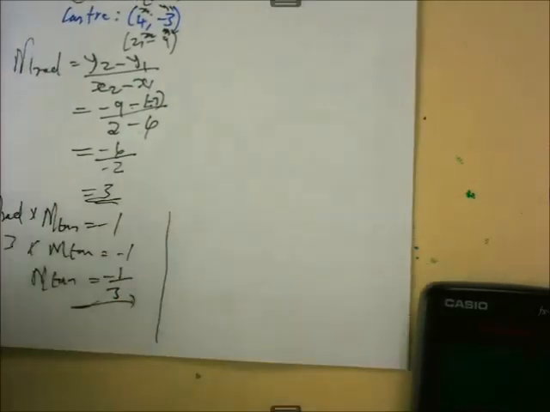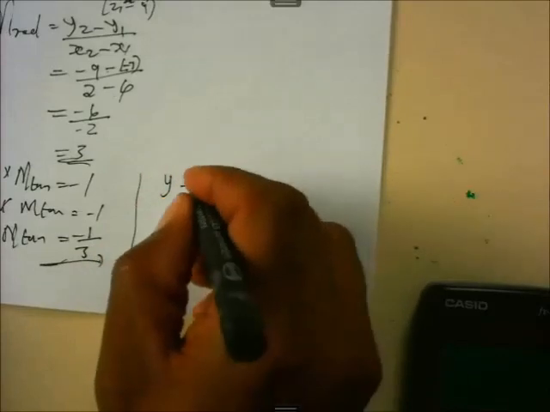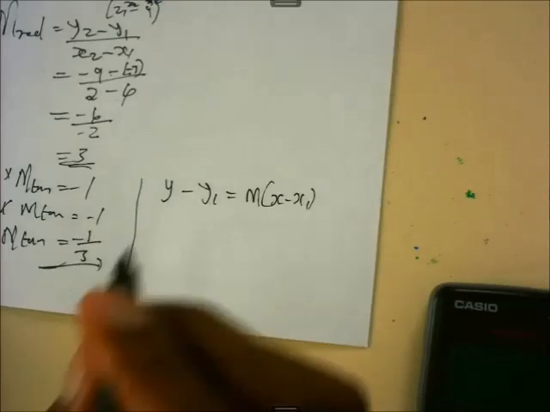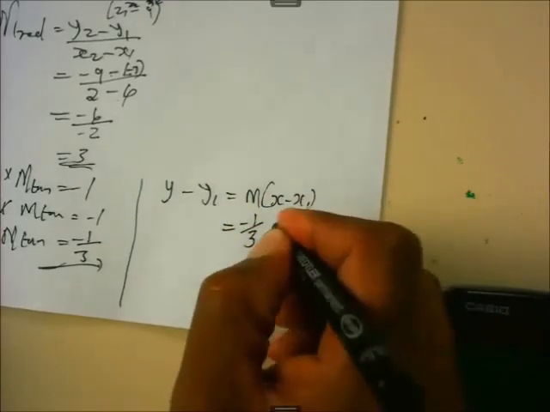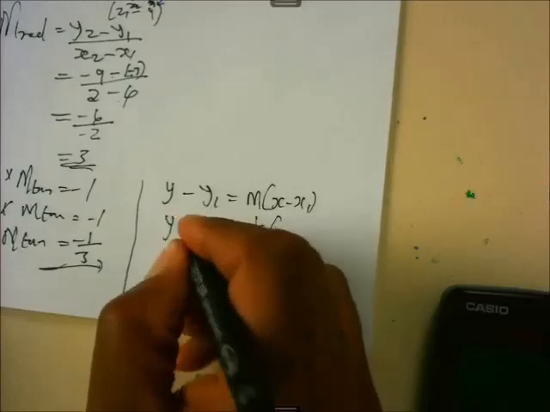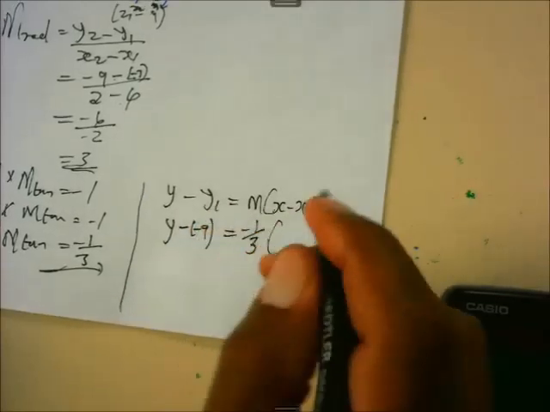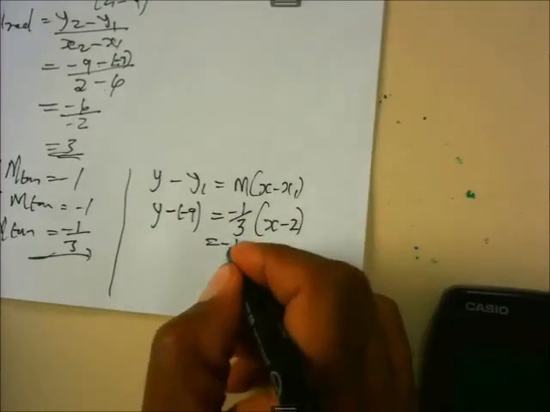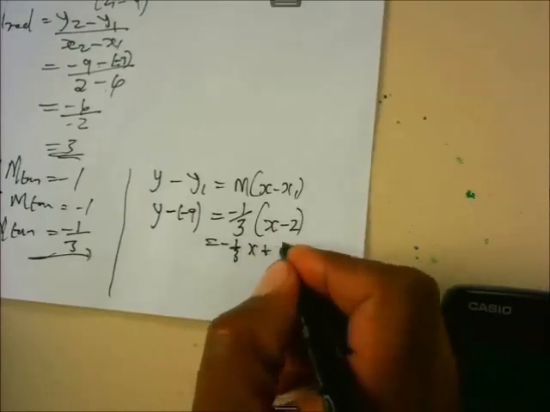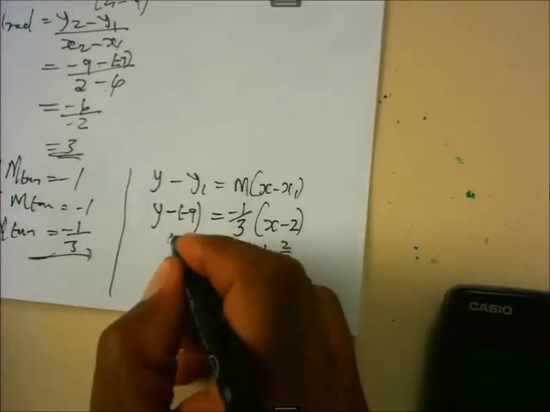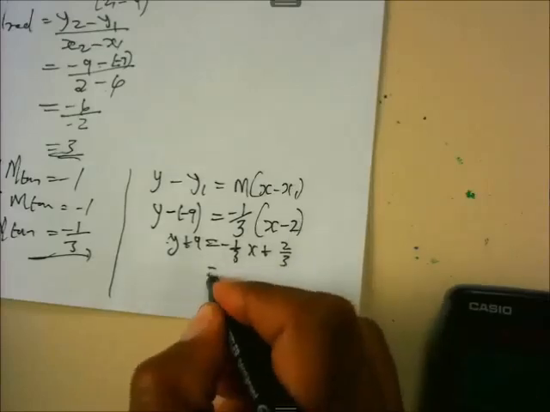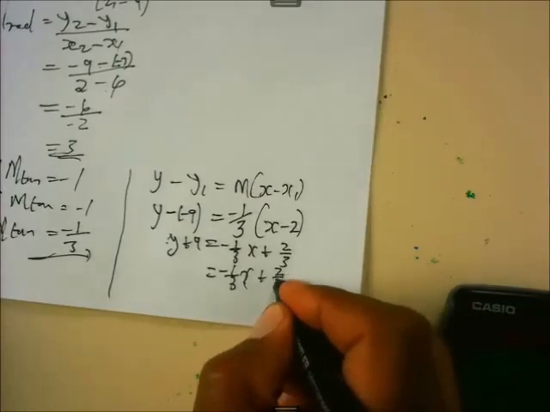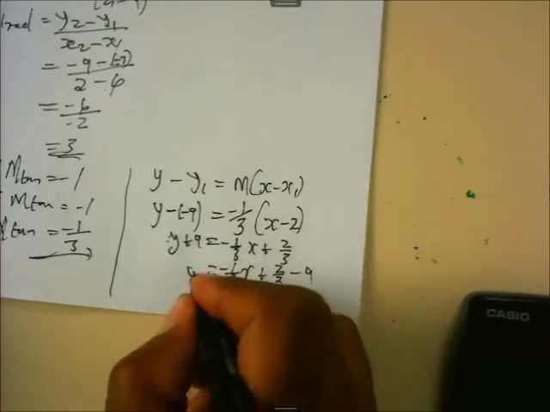Right. From here, the equation will be y minus y1 equals m into x minus x1. Our gradient is negative 1 divided by 3. And this side is y minus 9. Of course, this is the point that we must use. And now x minus 2. When I multiply out, that is 1 over 3 x plus 2 divided by 3. Of course, this side is 1 plus 9. Now we have 1 divided by 3 x, now plus 2 over 3 minus 9, then it equals y.